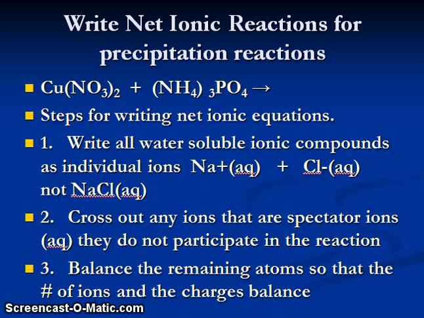We will discuss how to write net ionic reactions for precipitation reactions in class. We'll go over the example of the reaction of copper nitrate plus ammonium phosphate, which is a precipitation reaction. The steps involved for writing net ionic equations are that we will write all water-soluble ionic compounds as individual ions. For example, we will write Na+ (aq) plus Cl- (aq) as opposed to writing NaCl (aq). We will cross out any ions that are spectator ions, which are in the aqueous state, both on the product side and the reactant side. This means that they do not participate in the formation of the precipitate. The final step will be to balance the remaining atoms and ions so that the number of ions, and also the number of charges, will balance with each other.